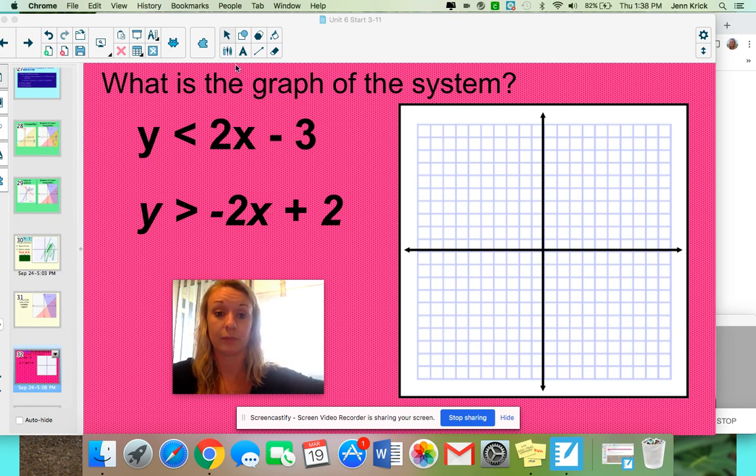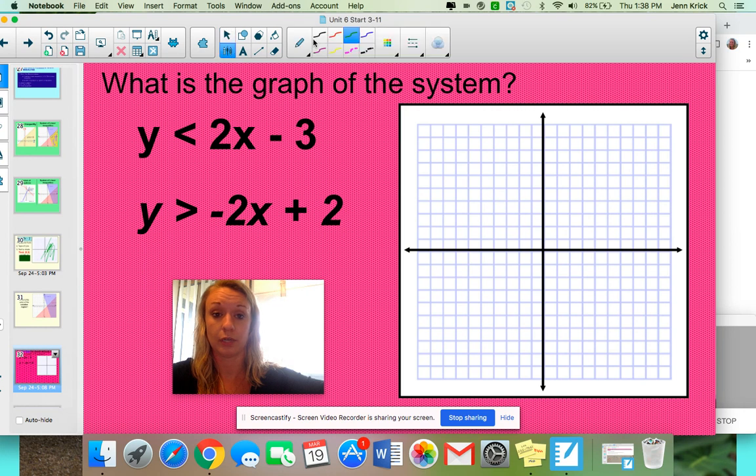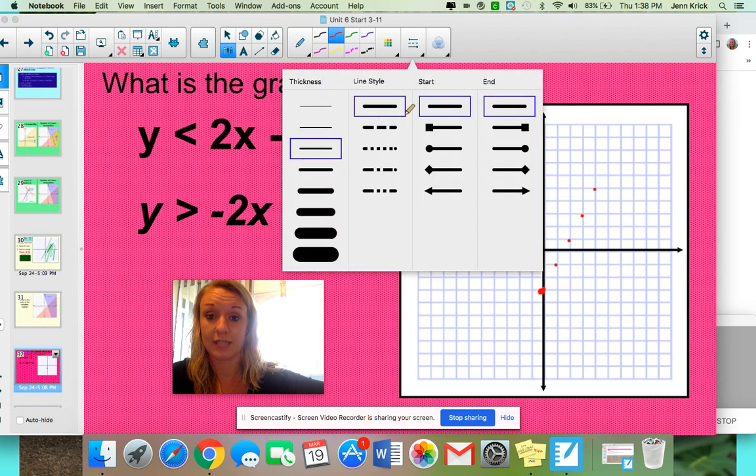So if I'm graphing my first one, I'm going to start at -3 because that's my y-intercept. And I'm going to plot my slope of 2. So I go up 1, 2 over 1, up 2 over 1, up 2 over 1, and you could keep going. Because it's just a less than sign, we need to utilize a dashed line.